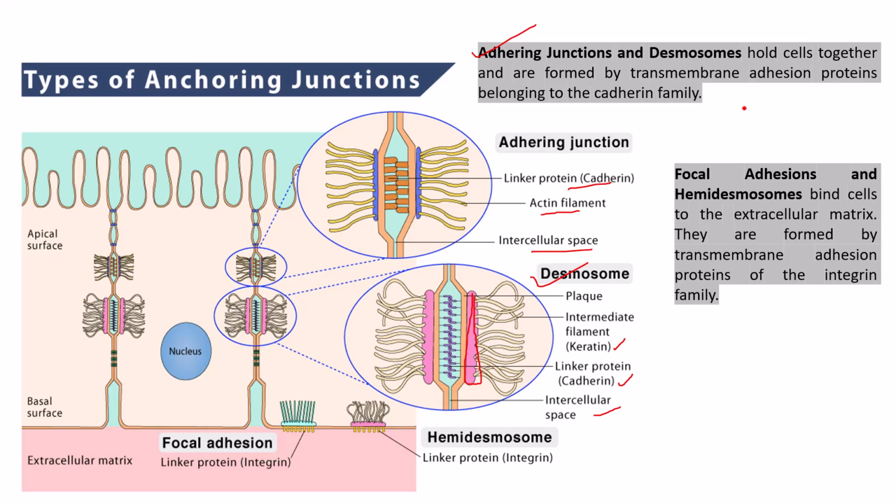Now comes the focal adhesion. Hemidesmosomes bind cells to the extracellular matrix with the help of the integrin family. So in focal adhesion you can see the filaments are intracellular filaments, right? That is the intermediate filament, and the hemidesmosomes have a linker protein, that is integrin.